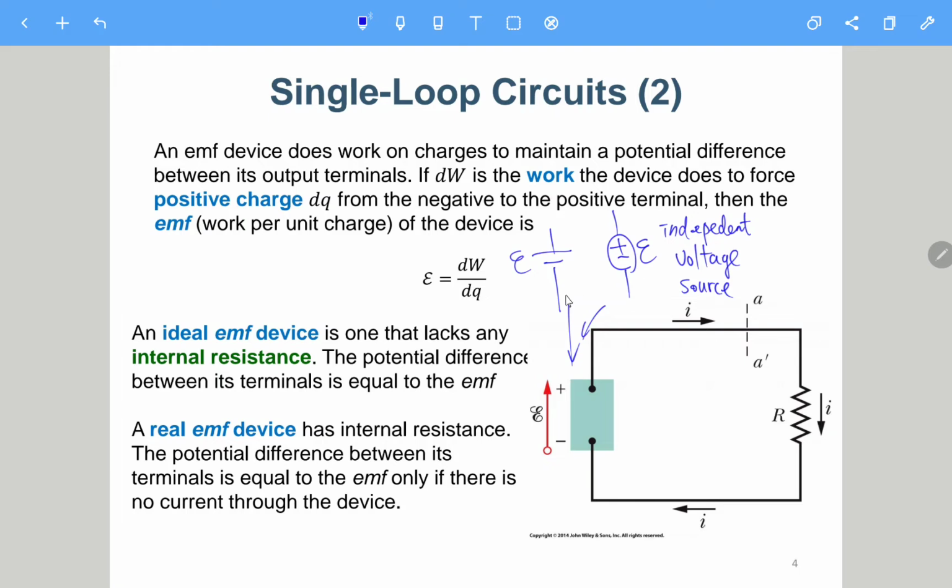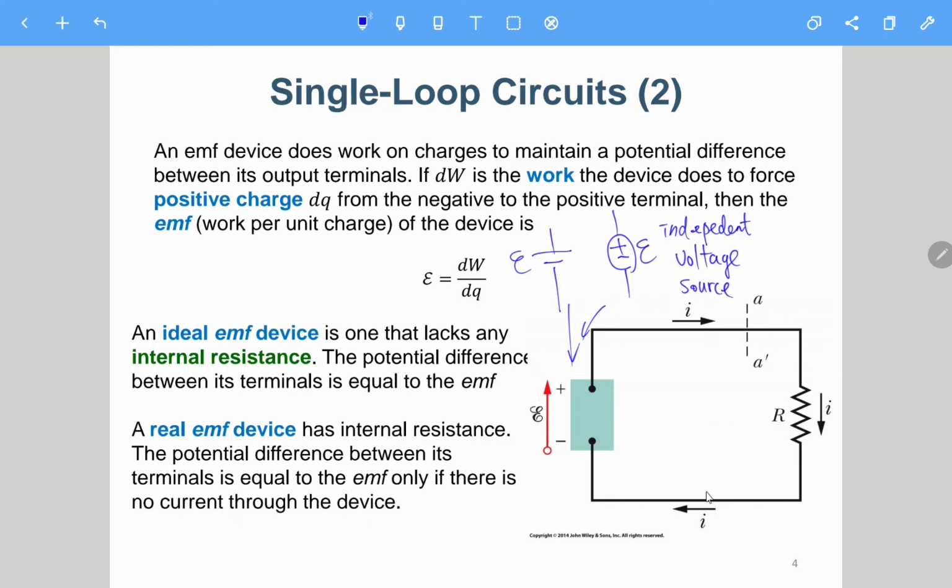Okay. Sometimes I draw it like this, so you should know that this one and this one actually mean the same thing. And here it talks about the ideal EMF device, which means that there is no resistance in series with this voltage source. And a real EMF device has internal resistance. The potential difference between its terminals is equal to the EMF only if there is no current through the device.